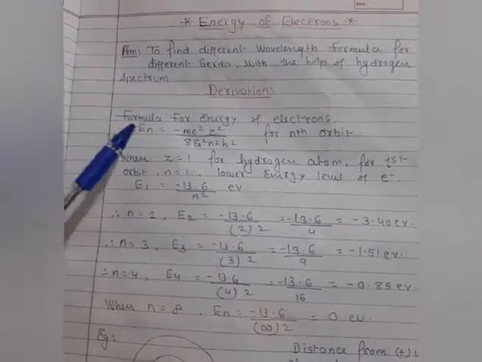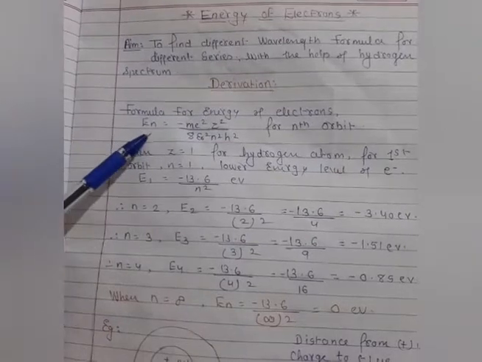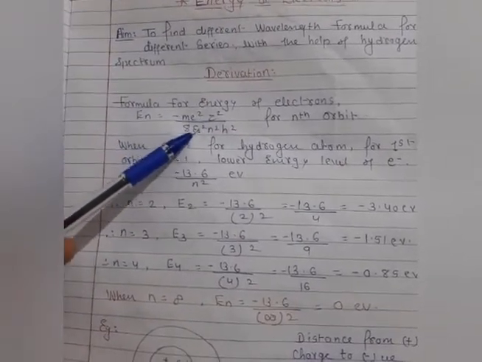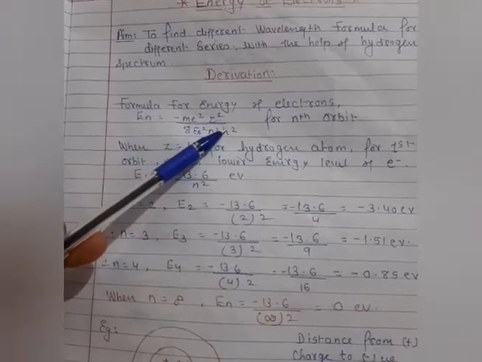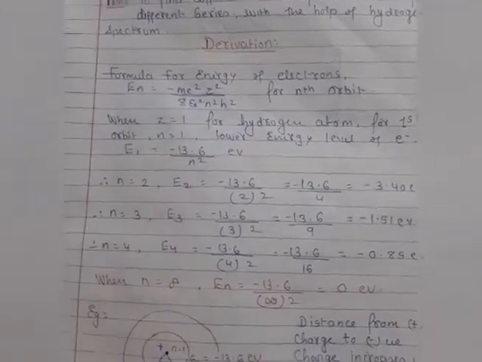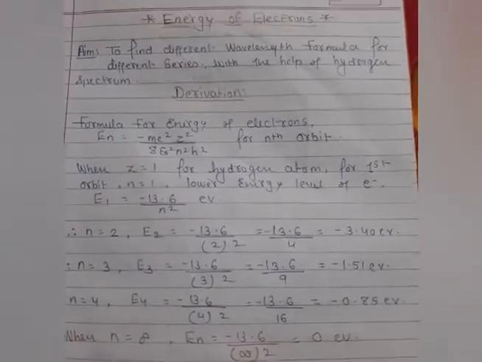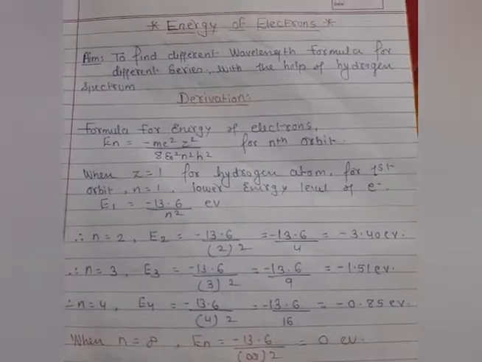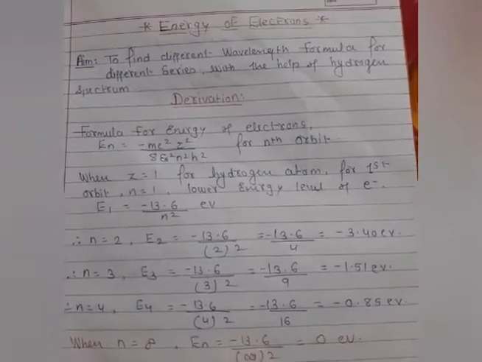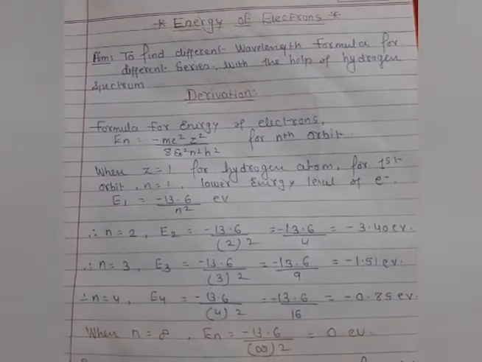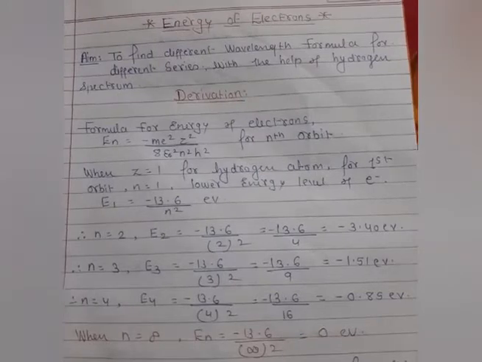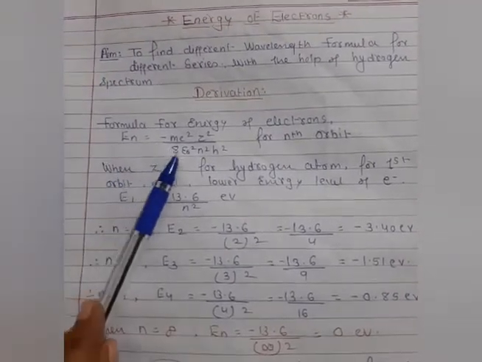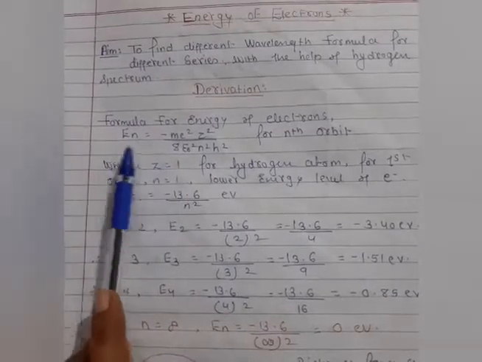As you know very well students, the formula of energy of electron is En is equal to minus m e to the power 4 Z square upon 8 epsilon naught square n square h square. This is for the nth orbit. If you don't have this formula, you have it in chemistry, and if you don't know about this formula, you just go and follow the radius of the Bohr orbit. In the radius of the Bohr orbit, we get this formula, and here we get this formula in the case of binding energy.